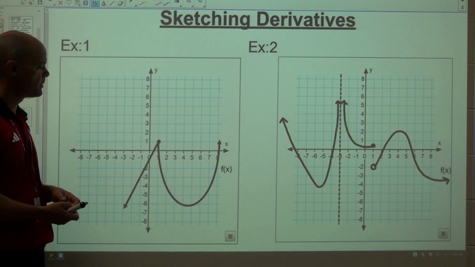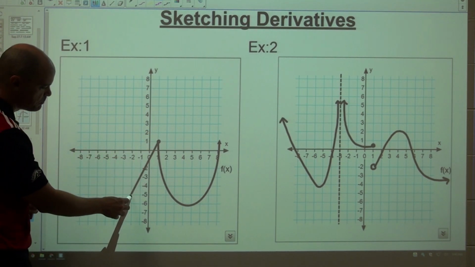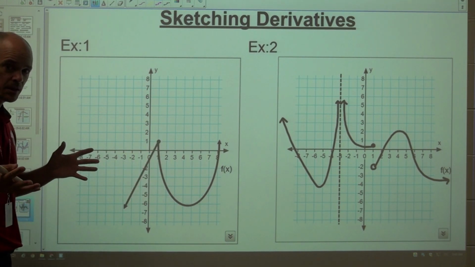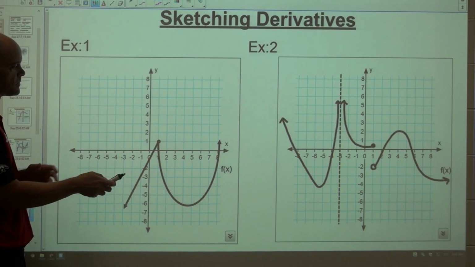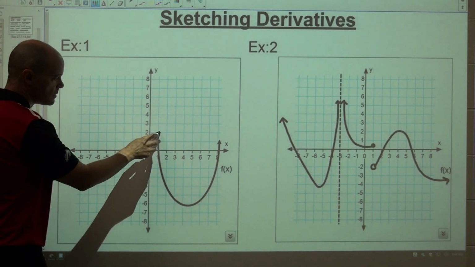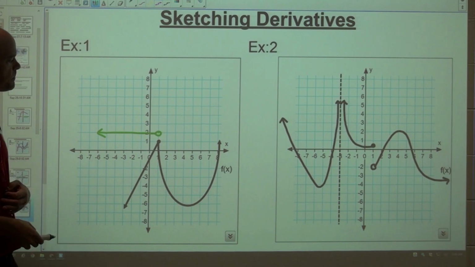All right, a little bit quicker now. Linear segment, increasing. Looks like maybe I'm going up 2 over 1-ish. Again, we're estimating this. You might be slightly different than somebody else, but if you're positive, you're positive. So you can't take a derivative at a cusp. The derivative is 2.